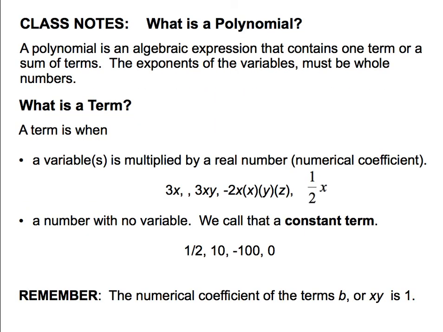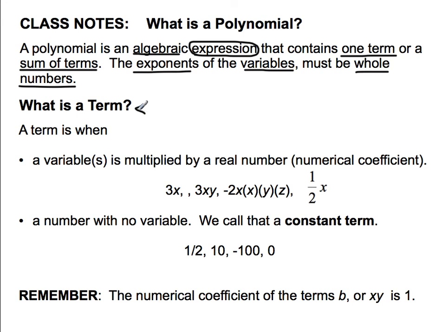So in your class notes, you're filling out your workbook as I'm working through this lesson. What is a polynomial? A polynomial is an algebraic expression. It's really important that you know it's an expression. There is no equal sign. They're all expressions. It contains one term or the sum of terms, and we're going to talk about what a term is. The exponents of the variables have to be whole numbers. They have to be 0, 1, 2, 3, 4.